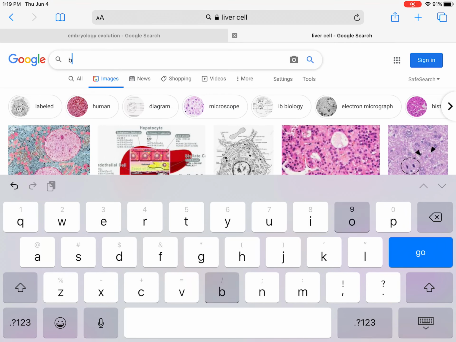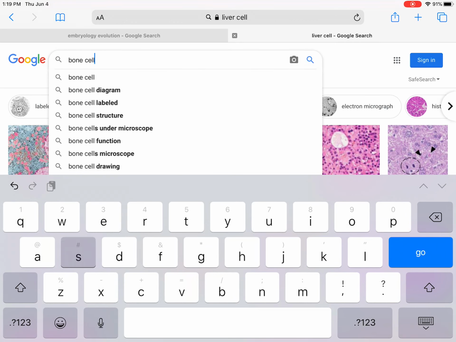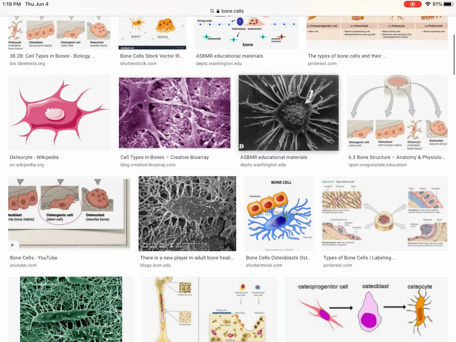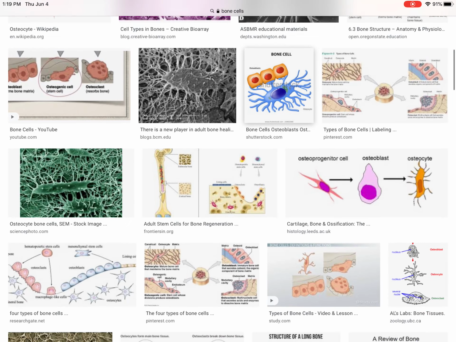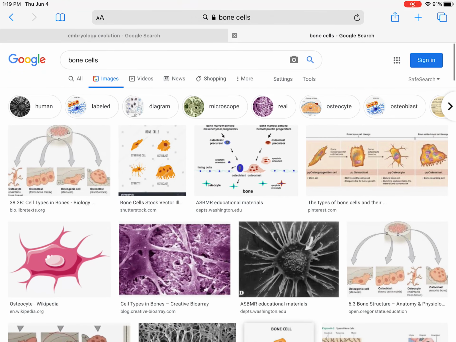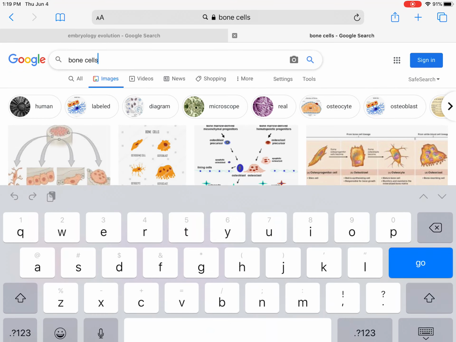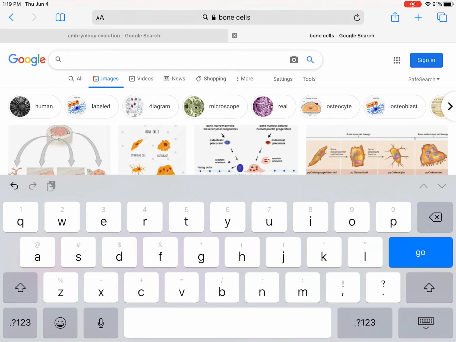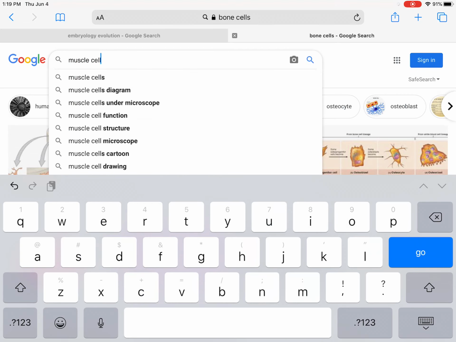How about a bone cell? Watch this, you'll see. Bones actually have cells. Very strange looking, not the same as the picture we've drawn. They're all very different. Let's do one more here. Let's do bone cell, liver cell, nerve cell, neuron. Let's do a muscle cell.